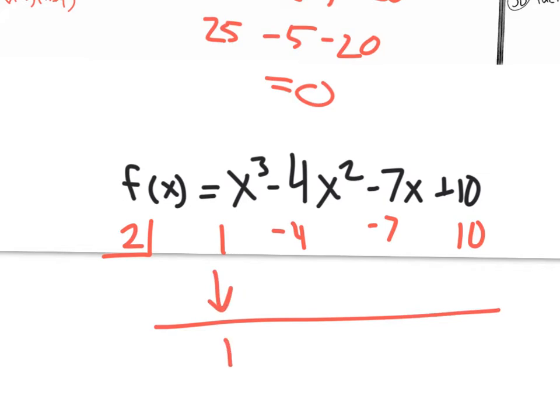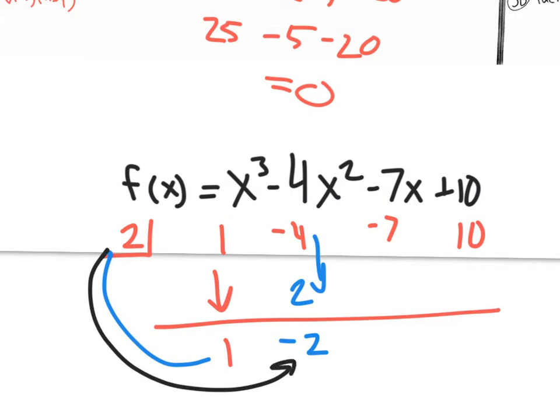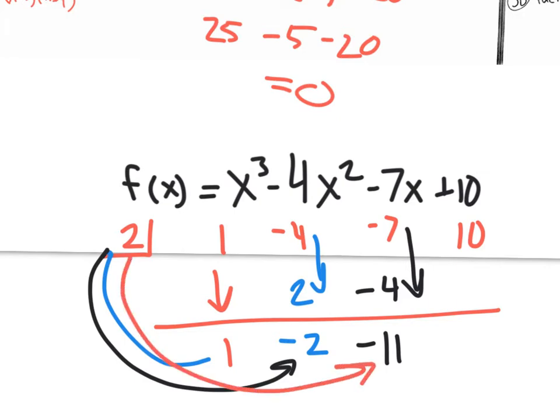Bring down the 1. 2 times 1 is 2. And then you bring down the minus 4 and 2 is minus 2 when you combine them. And then 2 times negative 2 is negative 4. And negative 7 and negative 4 is negative 11. And then 2 times negative 11 is negative 22. And at the very end, it's not synthetic division, so it's not the remainder, but it is actually the output. So the answer is negative 12.